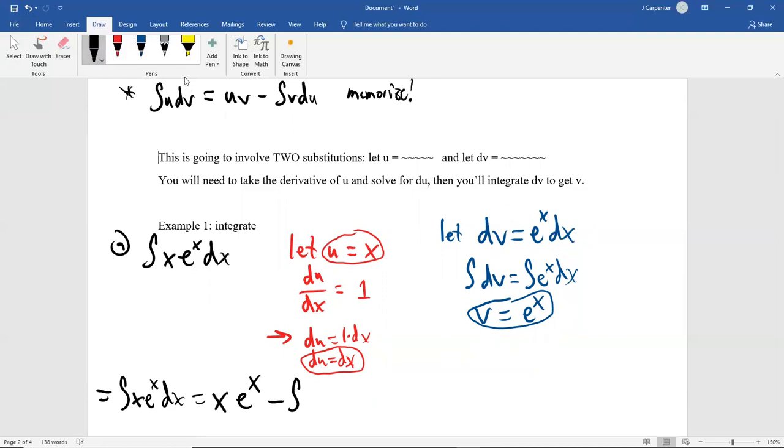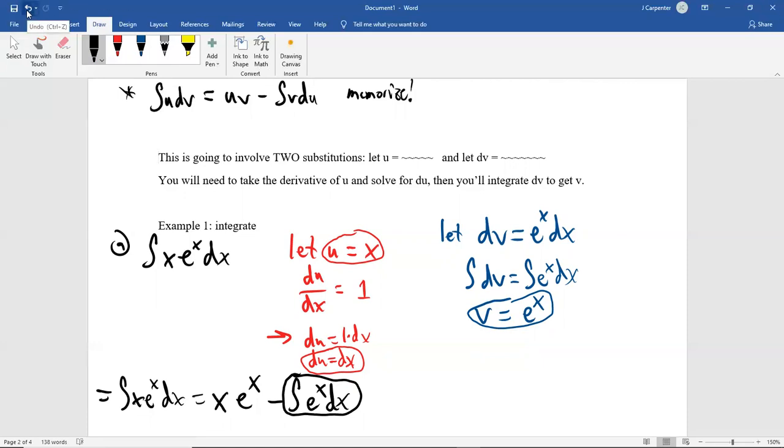So minus the integral of v du. The v was here, so that's e to the x. And then the du, that was this, which is just dx. u v minus integral v du. And the good thing is the integral that we're left with is simple and we know how to handle it. That's the point of integration by parts.